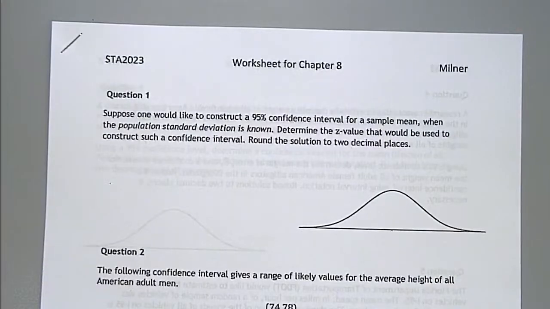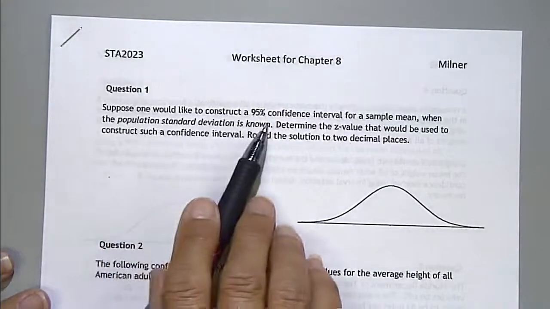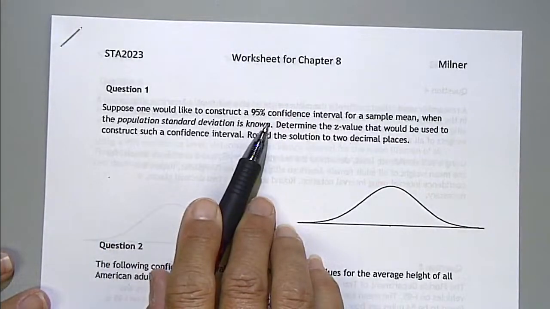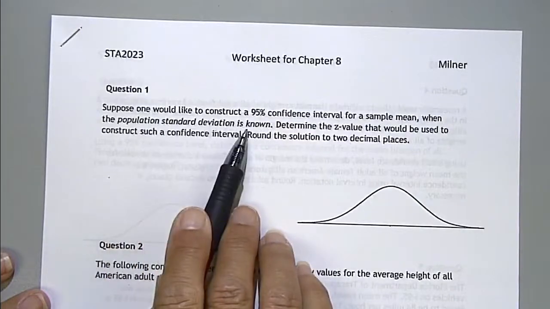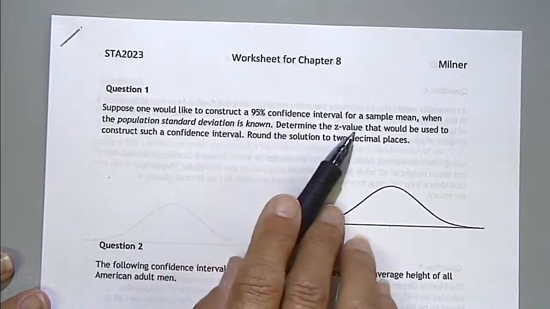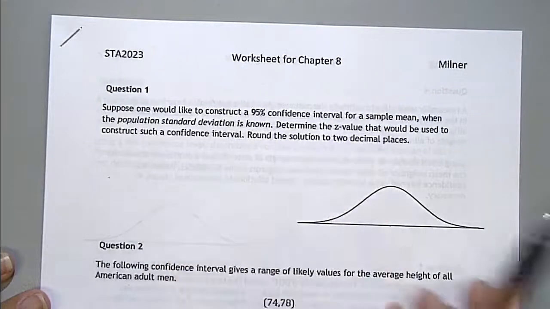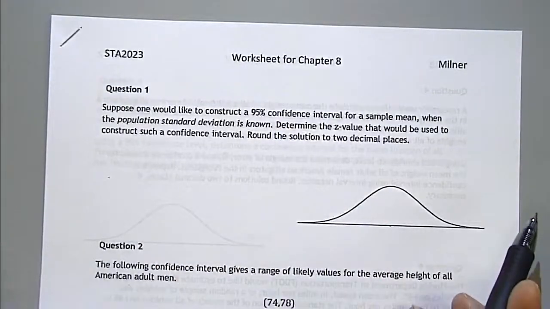This one says, suppose I want to construct a 95% confidence interval for a sample mean, and I'm going to use the population standard deviation. It's going to be known. Then I'm going to determine the z-value that we use to construct such a confidence interval and round it to 2 decimal places.